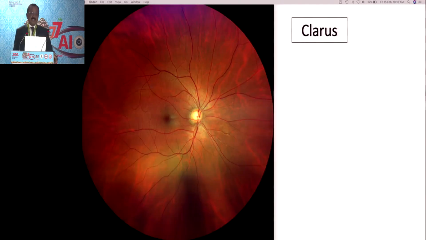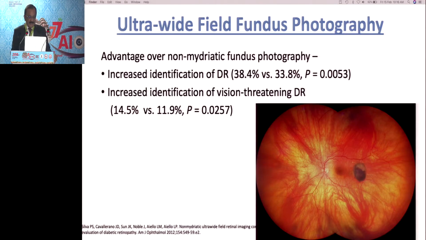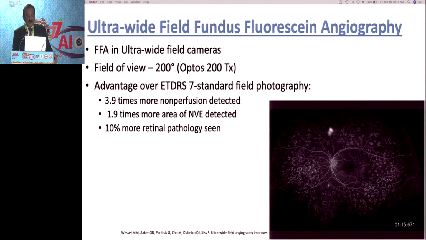In a case like this, especially with the Clarus, which is a true color image, you don't see any changes in the retina, which appears normal. But when you zoom in, it doesn't lose any resolution, and you'll be able to find out that there are some hemorrhages or microaneurysms located in this. So zooming in actually helps, and you're able to identify those minute details that you may be missing. So there is an increased identification of diabetic retinopathy, and increased identification of vision-threatening diabetic retinopathy, in the different studies when comparing with this ultra-wide field fundus photography.